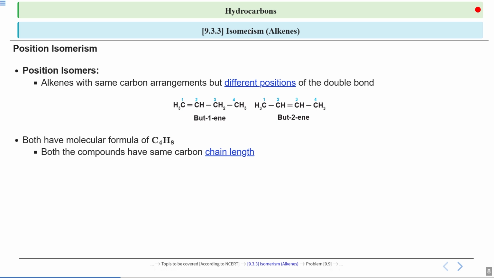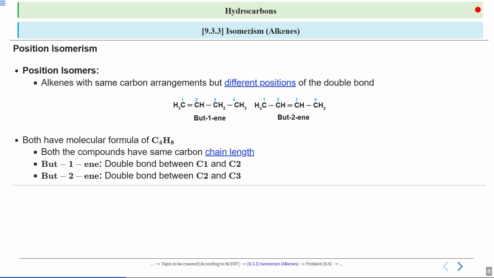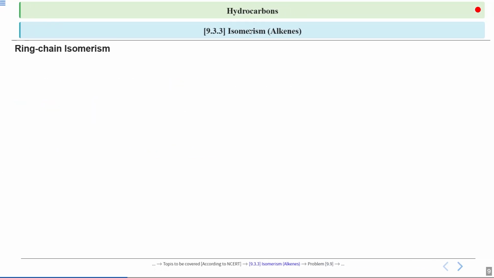Both compounds have the same carbon chain length, but in but-1-ene, the double bond is between the first carbon and the second carbon atom. So this is a clear example of how the position of the double bond can define the isomer. Whereas in but-2-ene, the double bond is between the second and third carbon. Therefore, it illustrates the concept of position isomers, how a simple shift in the double bond position can create different isomers of the same molecular formula C4H8.